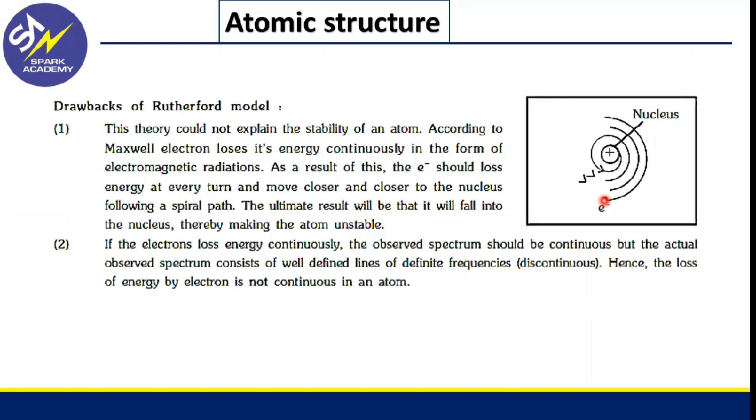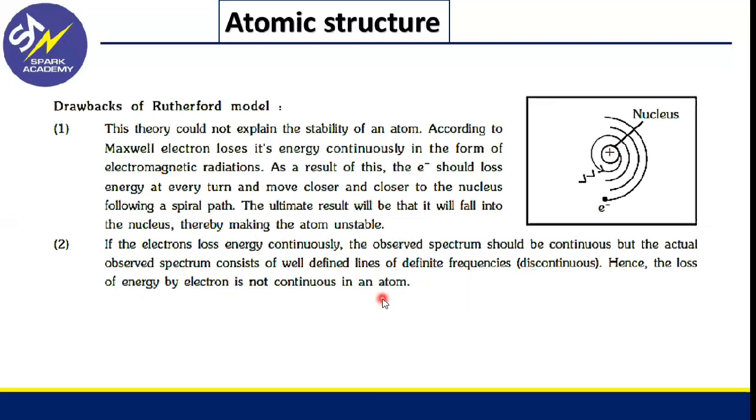So they cannot have a fixed orbit; the model could not explain how they are stable if there are fixed orbits. Now, if electrons lose energy continuously, whatever spectrum is observed should be continuous, but it generally has a discontinuous spectrum. So that means the loss of energy by an electron in an atom is not continuous. We will be looking at this observed spectrum in our coming slides.